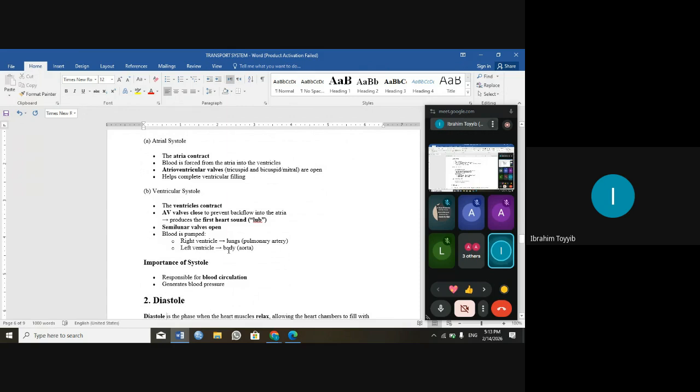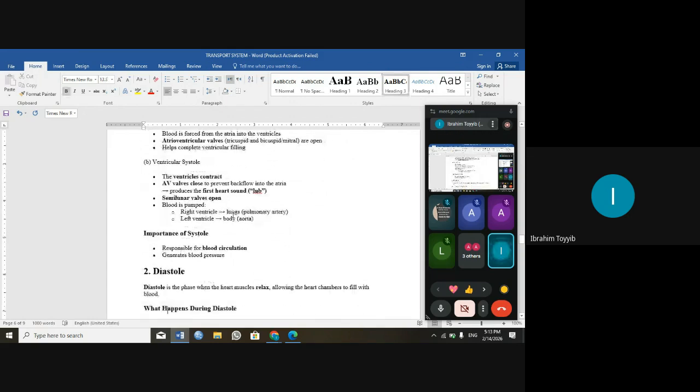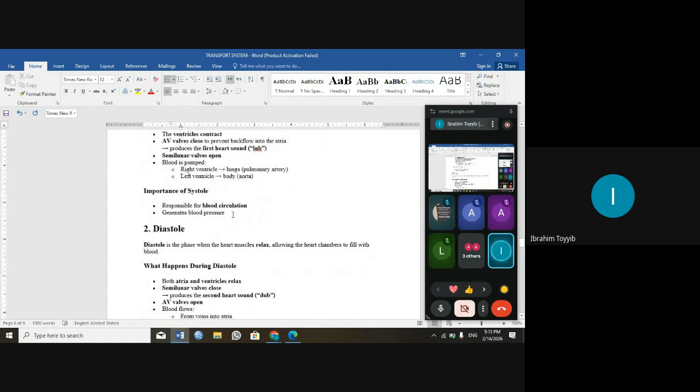Then the left ventricle, when the blood gets to the left ventricle, it will be carried by the aorta to the body. So this first sound is called what? Lub. So that's systole. When we now come to diastole, you know, in systole we contract the heart muscles, while in diastole we what? We relax the heart muscle.